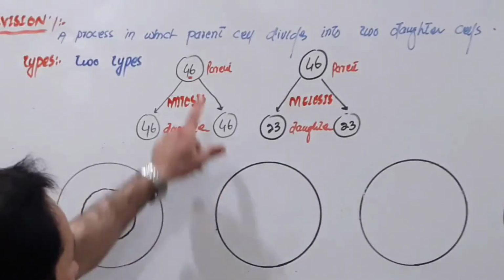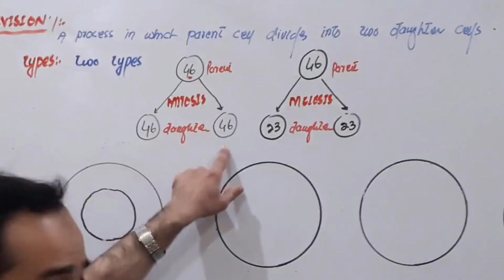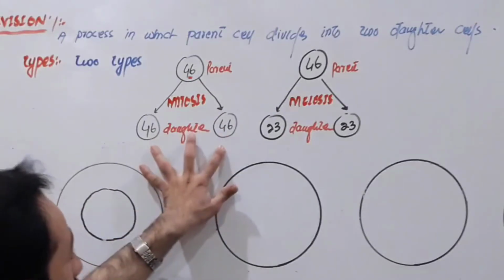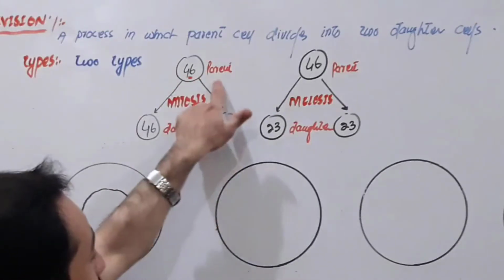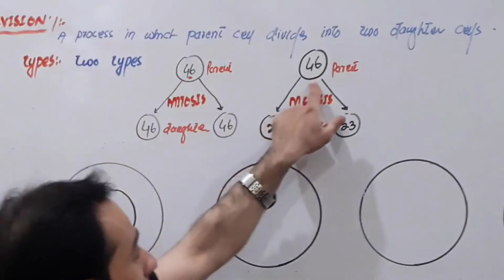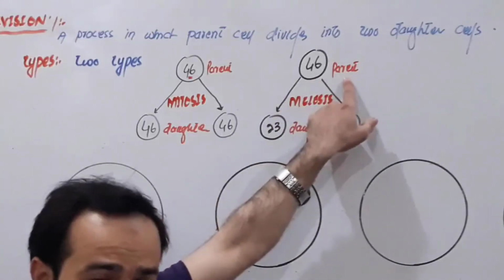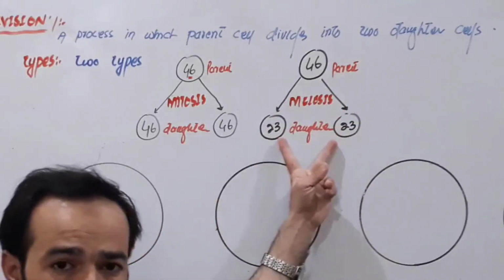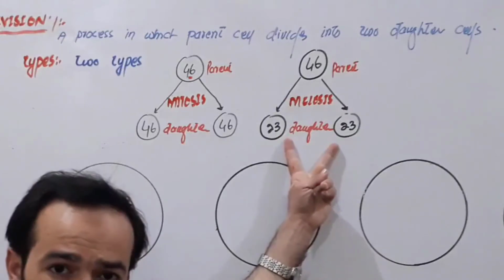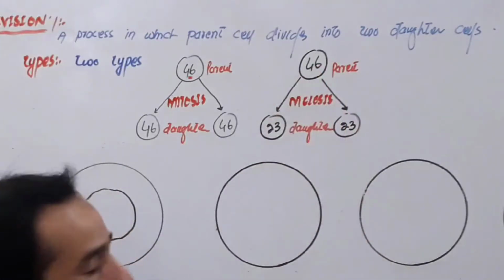So mitosis is a process in which a parent cell divides into two daughter cells such that both of them have the same number of chromosomes as that of the parent. Right? This is called mitosis. And meiosis is a process in which a parent cell divides into two such daughter cells having half the number of chromosomes as compared to their parent cell. Such division is called meiosis.